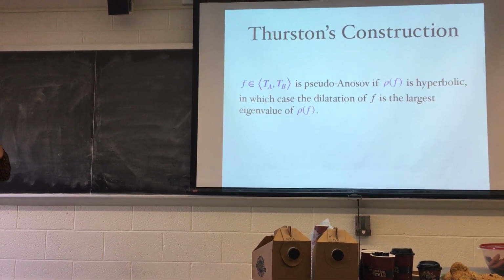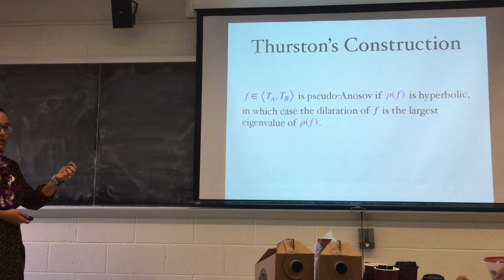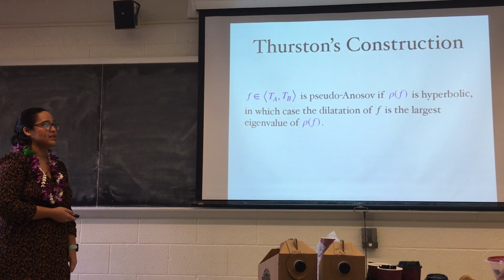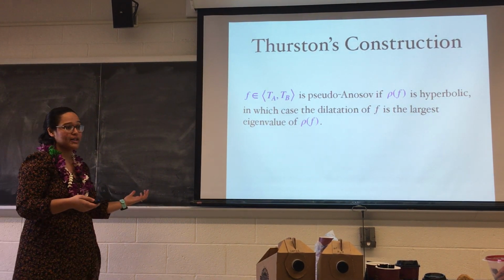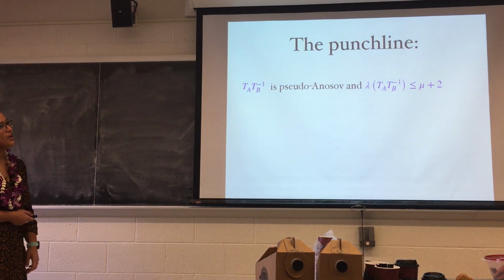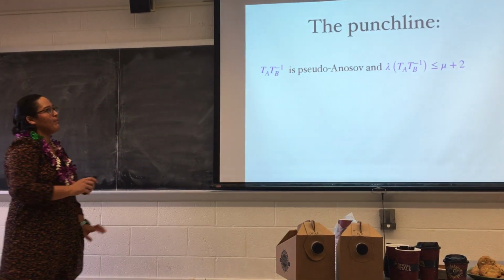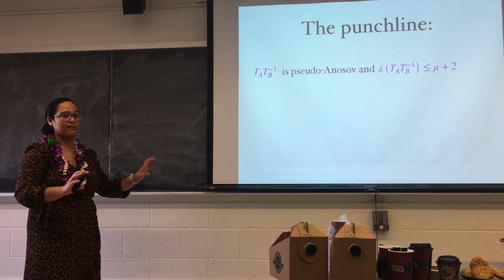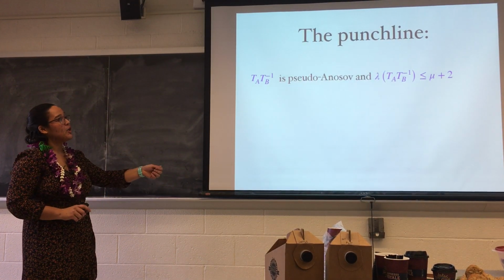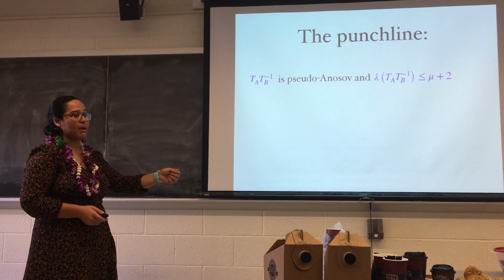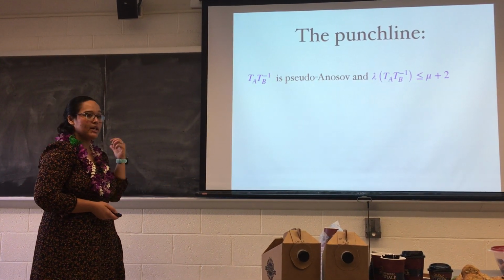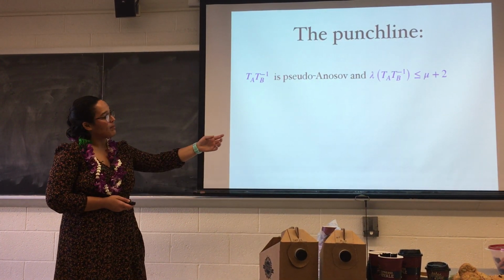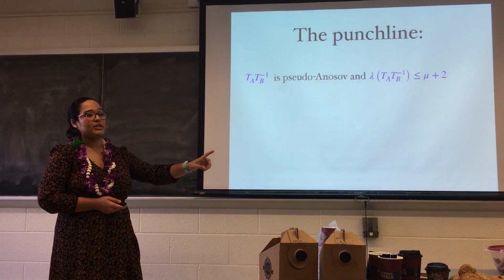Okay. So now we have a way to actually check, at least if we have these very nice looking pseudo-Anosovs, whether or not we have something that is, I guess, this really nice mapping class, whether or not it's pseudo-Anosov. Okay, so what is the punchline? So the way that I'm going to use this is to look at these very specific mapping classes, which are given in terms of a twist about my multicurve A and an inverse twist about my multicurve B. And so using Thurston's construction, we can say that this is pseudo-Anosov, and that its dilatation is bounded above by mu plus 2.